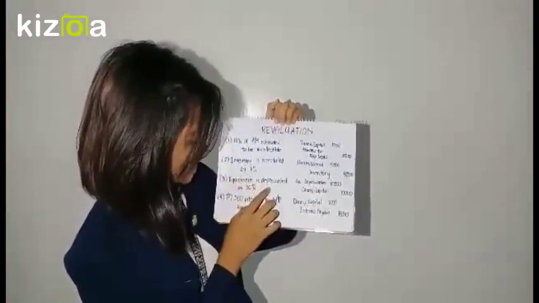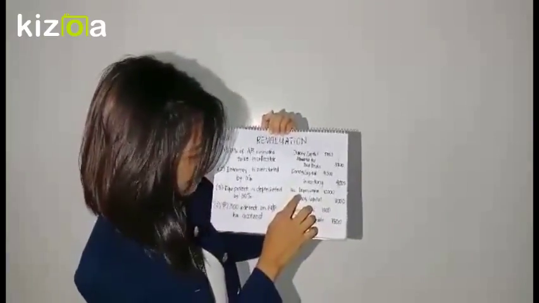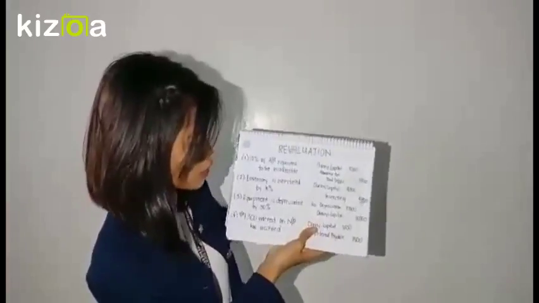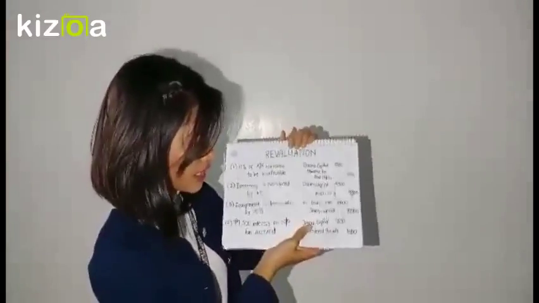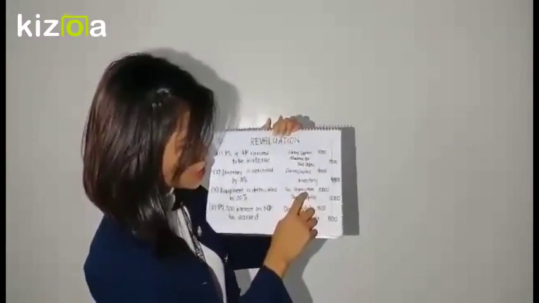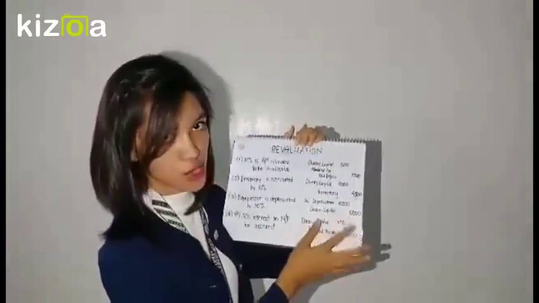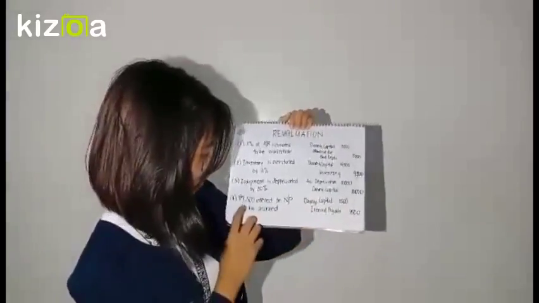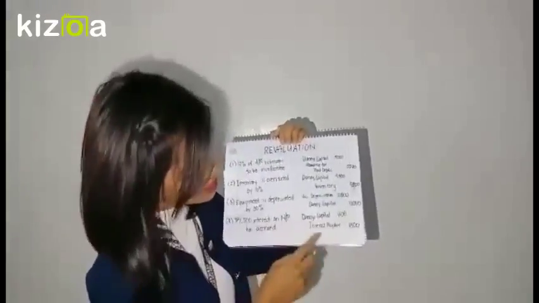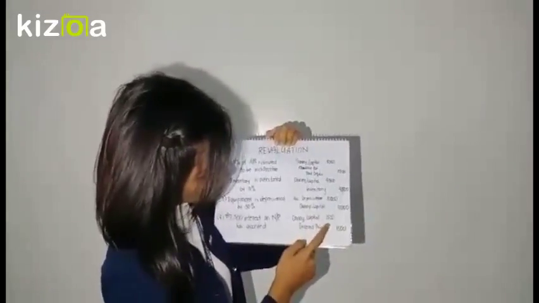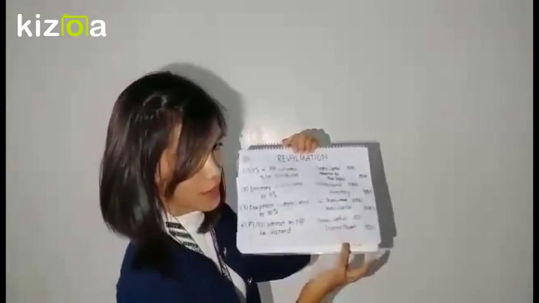Number 3: equipment is depreciated by 30%. The accumulated depreciation of 40,000 is the basis, so the accumulated depreciation debit is 10,000 and Danny's capital is credited 10,000. His capital is increased. Then next, 1,500 interest on notes payable has accrued. Danny's capital is debited 1,500, and interest payable is credited 1,500.